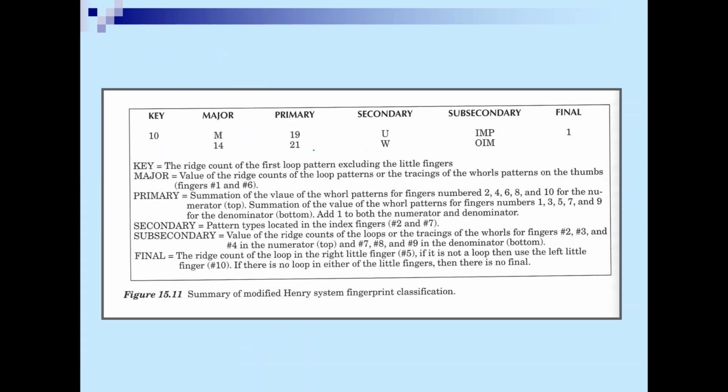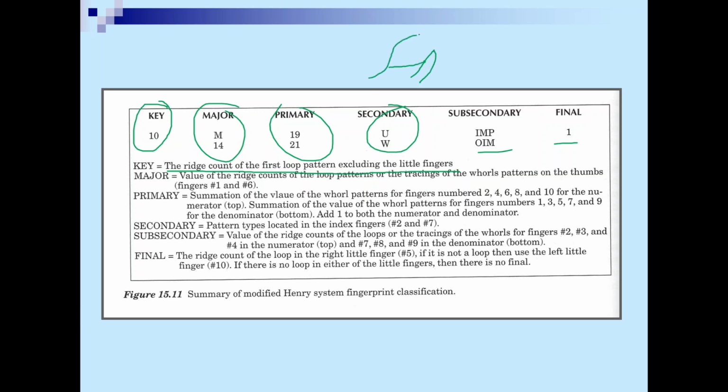All right. Now, the actual Henry system was a little bit more complicated than that, where he classified things as a key, where if the key matched, then you went to the major, then the primary, then the secondary, then the subsecondary, and then the final. And you can read here that the key is the ridge count of the first loop pattern, excluding the little fingers. Oh man, so if you have a loop on your ring finger, then you would use that. Then you would count the ridge count, so you'd count the number of ridges from the center here all the way out to the delta.